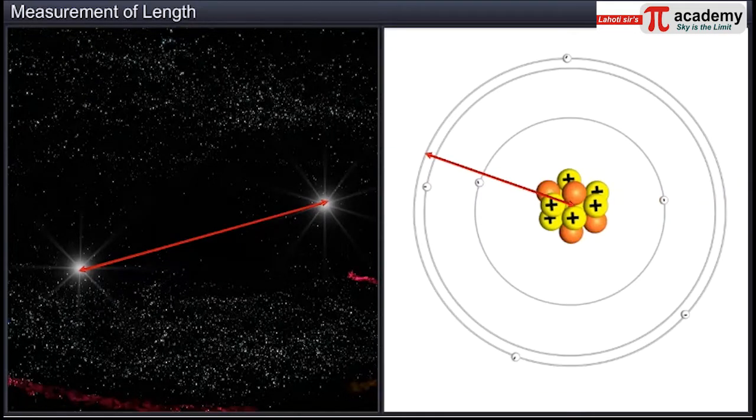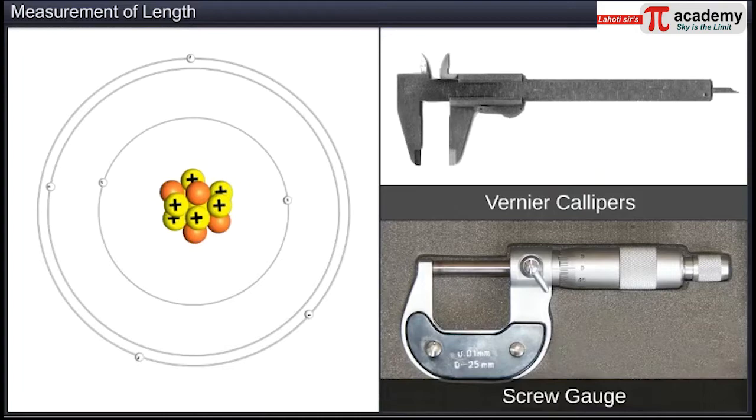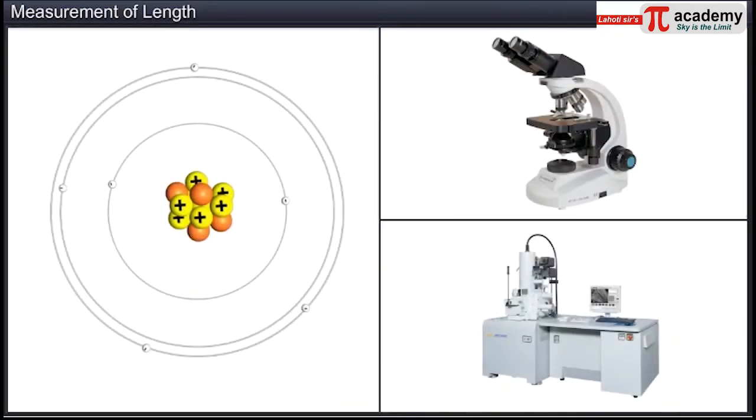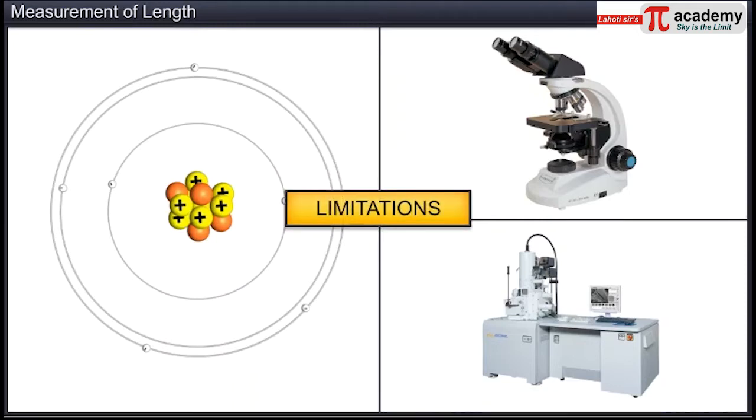Let us now look at the other side of the coin. That is, smaller distances. To measure very small distances, such as the size of a molecule, we cannot employ devices like a vernier calipers or a screw gauge. Special microscopes need to be used. However, all such instruments have certain limitations in measuring lengths. We can use a simpler method to estimate the size of a molecule.